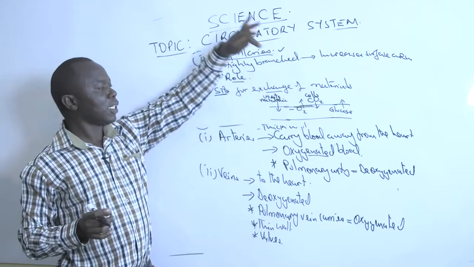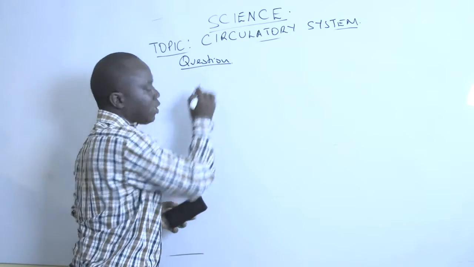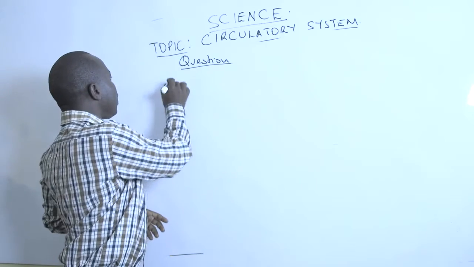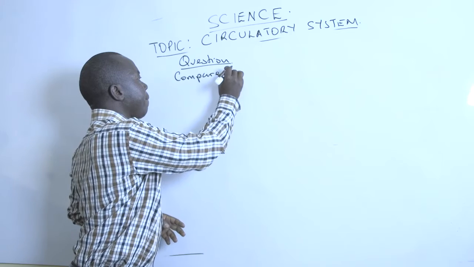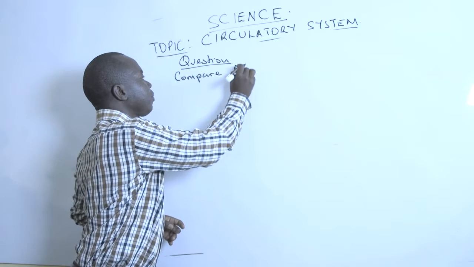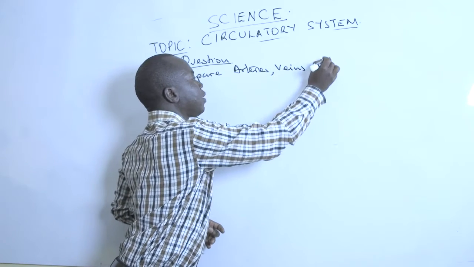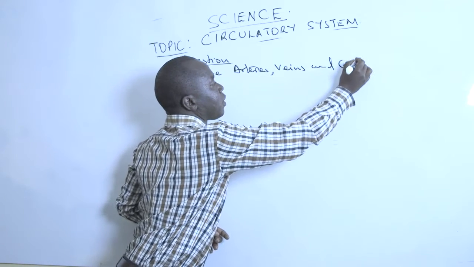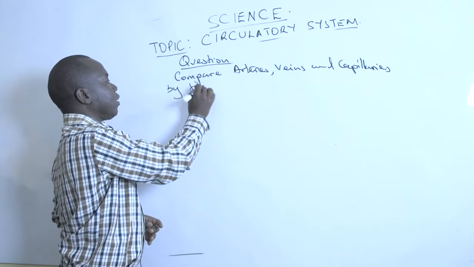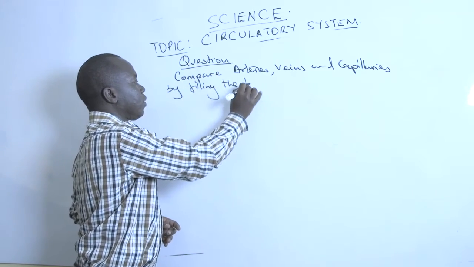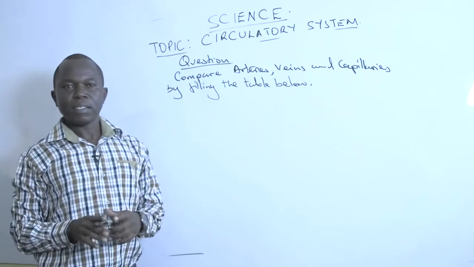So I want us to look at this question before we look at the main circulatory system. Compare arteries, veins, and capillaries by filling the table below.